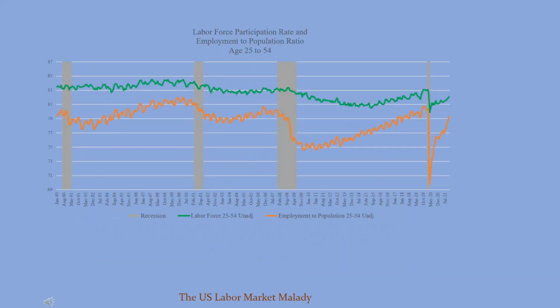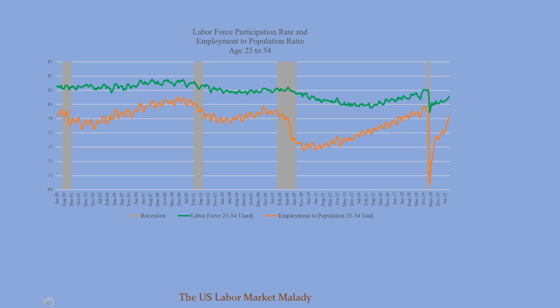This chart depicts the labor force participation rate and the employment to population ratio for Americans aged 25 to 54. This is not and should not be the age cohort where retirements occur. Yet even here we see declines in both the labor force participation rates and the employment to population ratio even before COVID. Even though the economy was growing after the COVID recession, the labor force participation rates and the employment to population ratio have not even recovered halfway for this 25 to 54 age cohort.